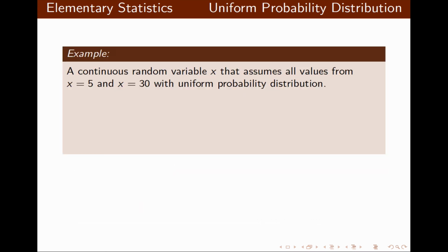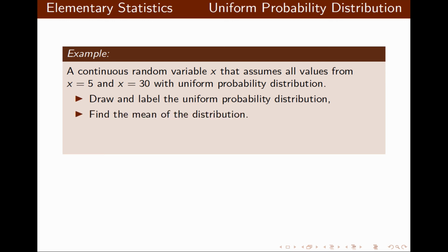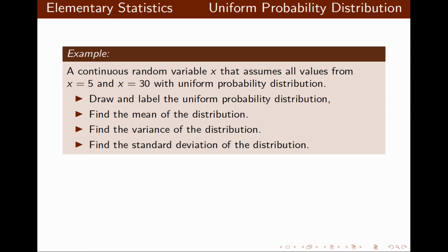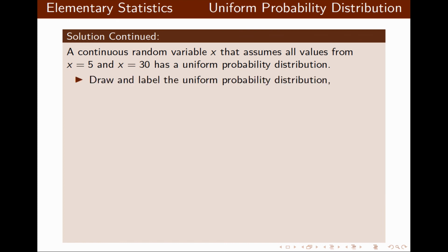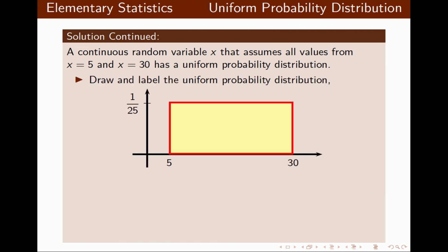So a continuous random variable X assumes all values from 5 to 30 with a uniform probability distribution. We want to draw and label this probability distribution. We want to find the mean, the variance, and the standard deviation of the distribution. So we have A, we have B, so the width of the rectangle would be 1 over B minus A, in this case 1 over 25. So this is how it looks.